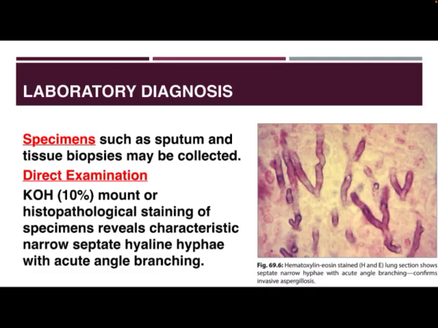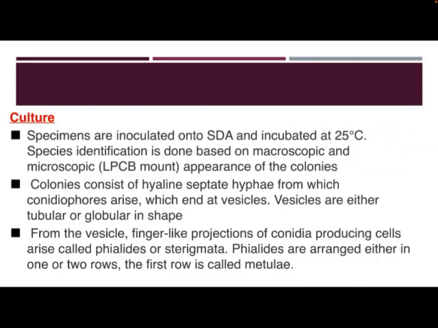So in the case of lab diagnosis, what is the specimen? Specimens are either tissue biopsies or sputum, which can be observed by 10% KOH. And when you observe these specimens under the microscope, you can see narrow septate hyaline hyphae. That is the picture you see here in the slide.